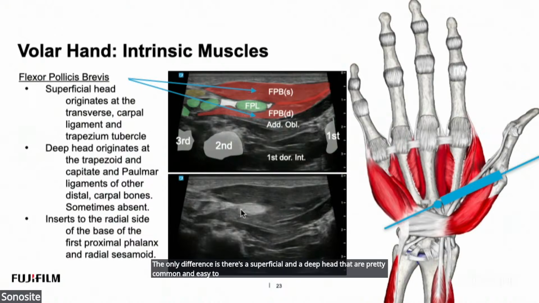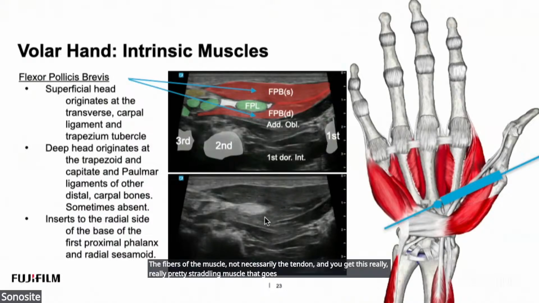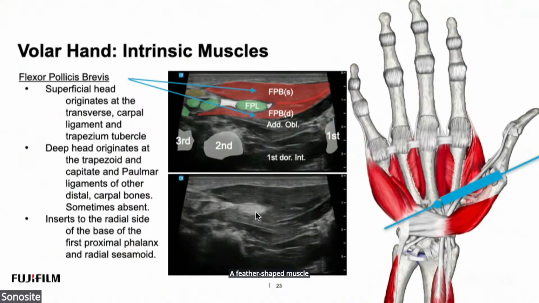If you catch that FPL tendon that was really fun to look at and you oblique your probe, you'll elongate the fibers of the muscle, not necessarily the tendon, and you get this really, really pretty straddling muscle that goes up and over, kind of like a feather-shaped muscle going on each side of this tendon here.